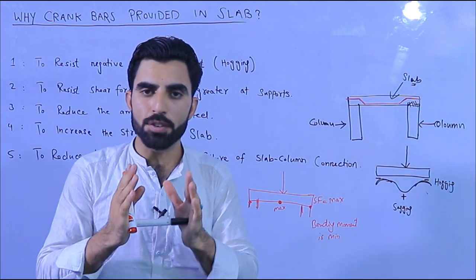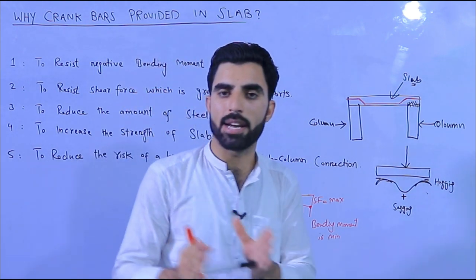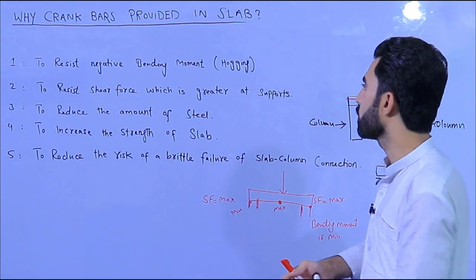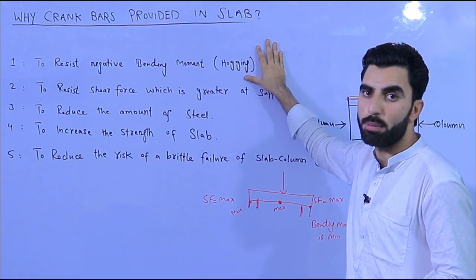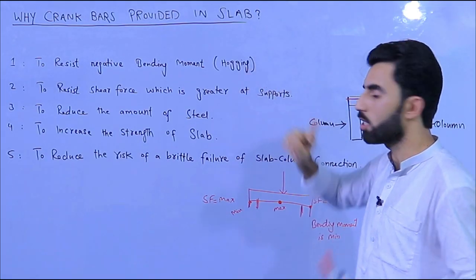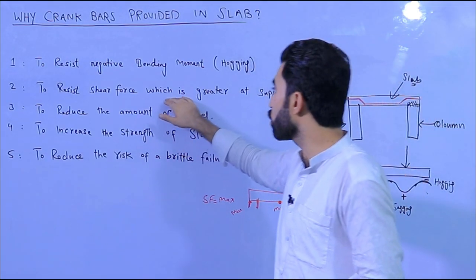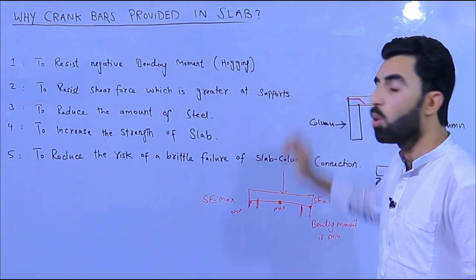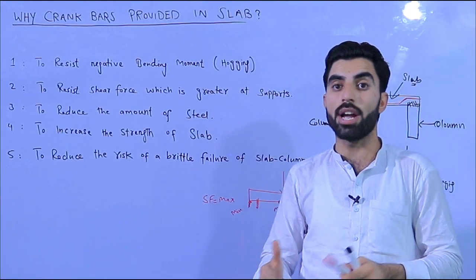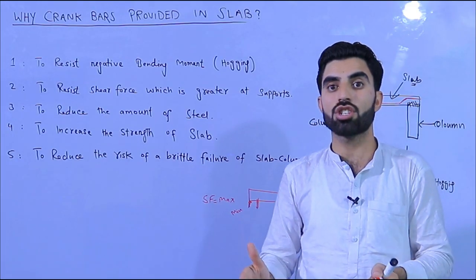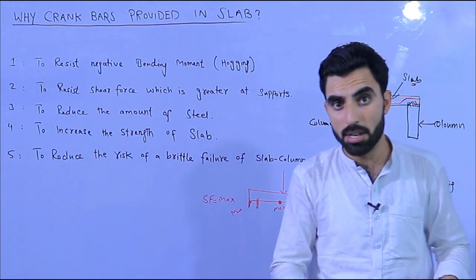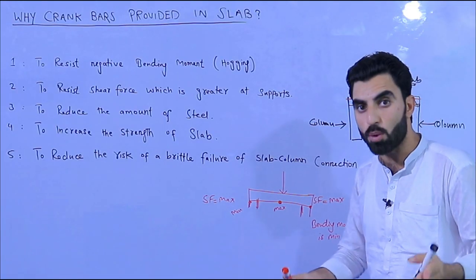So if you don't provide the crank bar in RCC slab, what happens? The first point, it produces negative bending moment, and negative bending moment makes cracks. Second, to resist the shear force, which is greater at support. When the shear force is greater, it shears and cuts the structure. The structure is column and also slab. This is the other problem if you don't provide crank bar.